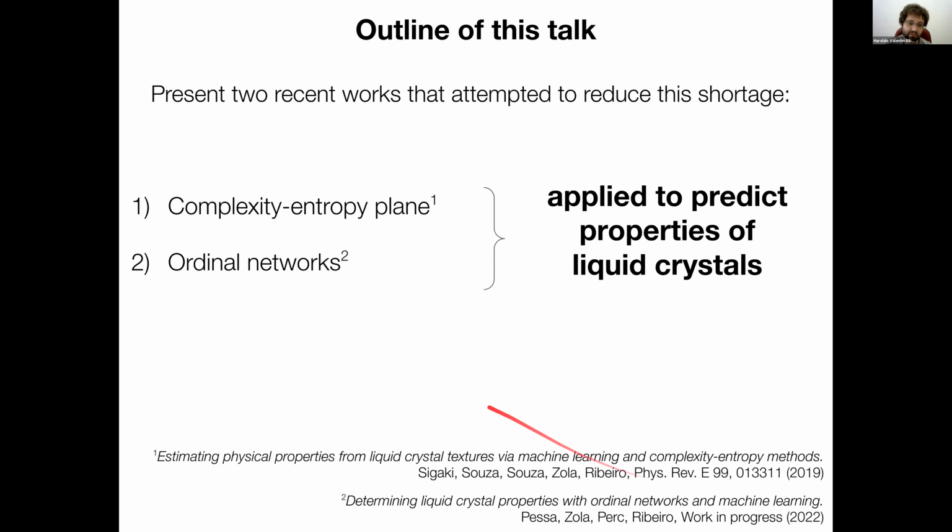And in the second part of the work, I will be talking about using ordinal networks, that is another ordinal method that is closely related to the complexity entropy plane. And in this case, we'll be using experimental textures obtained from real samples of liquid crystals. And this other part is related to a work in progress that I hope will be published next year.